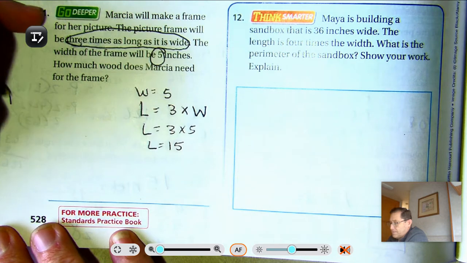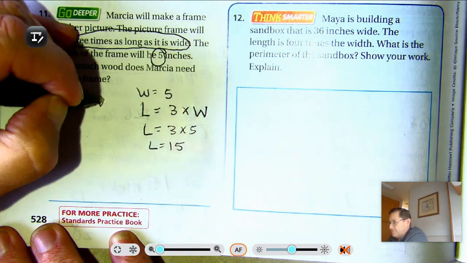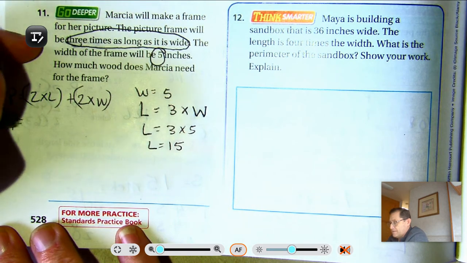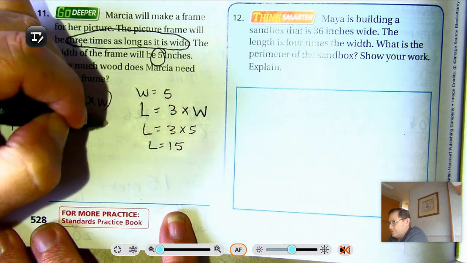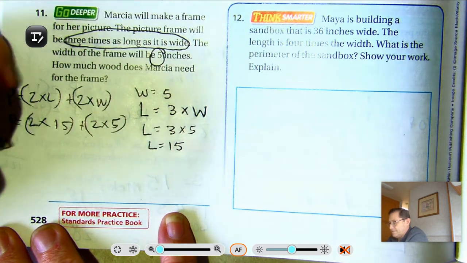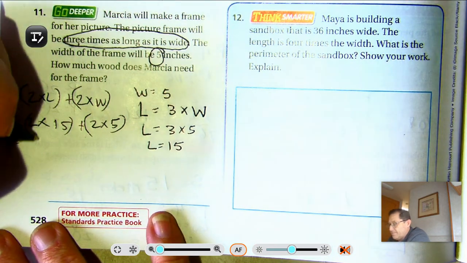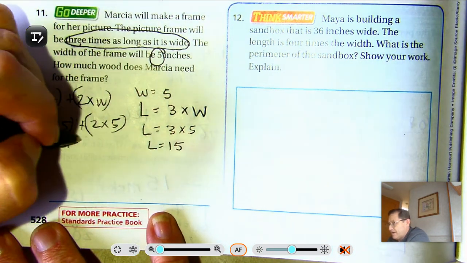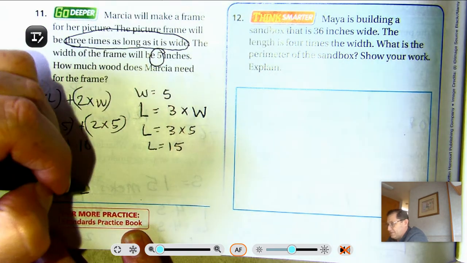Okay, so P equals 2 times L plus 2 times W. 2 times the length, 15, plus 2 times the width, 5. 2 times 15 is 30. 15 plus 15 is 30. 2 times 5 is 10. So we need 40 inches of wood.